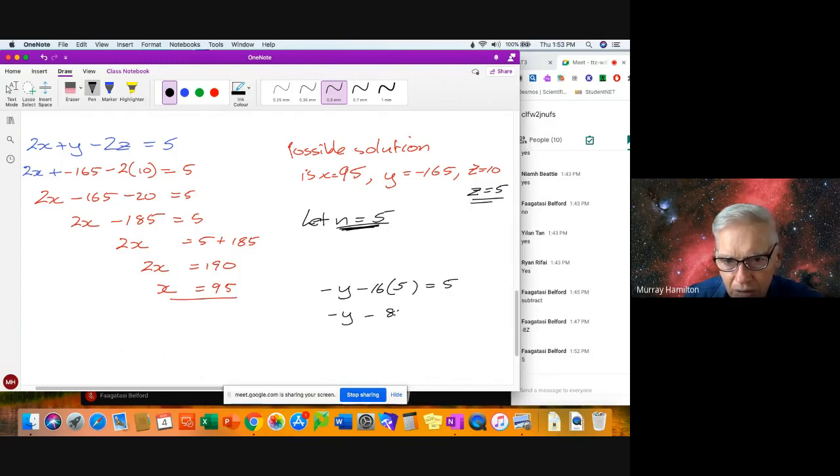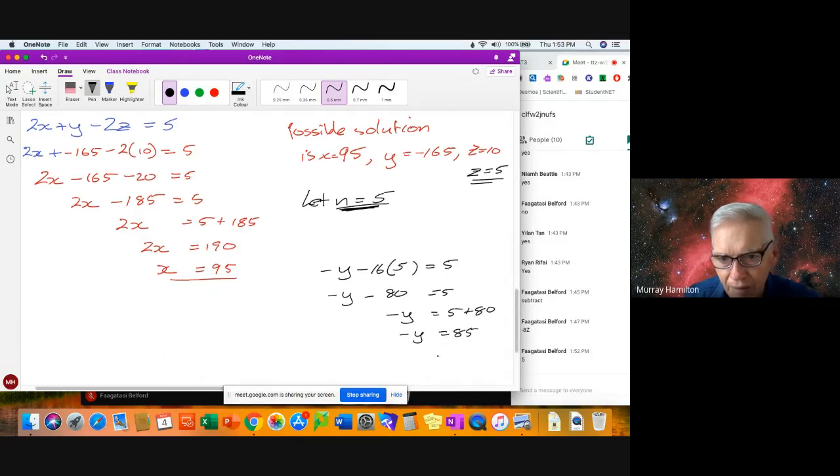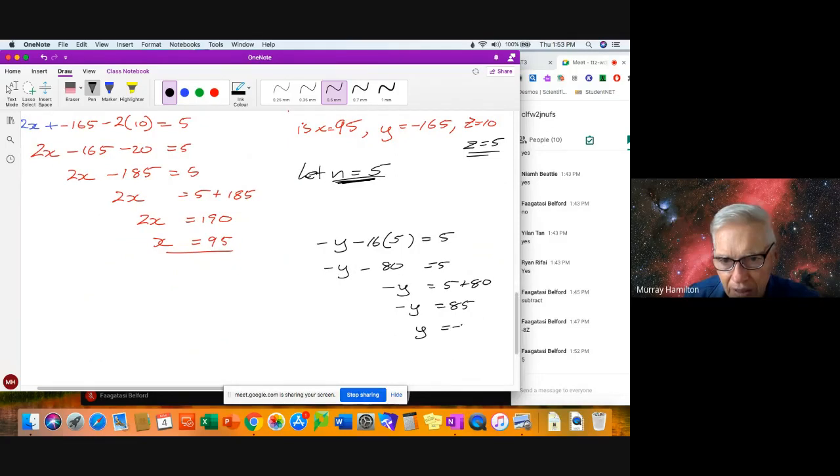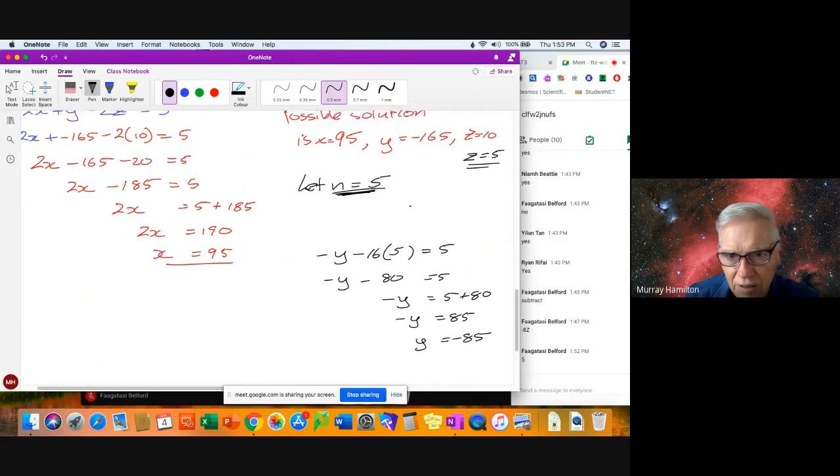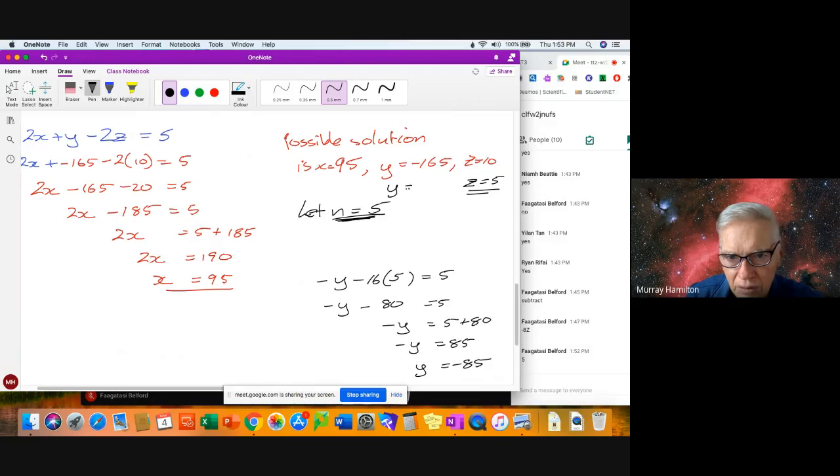That comes to 80. Add the 80 to the other side. Negative y equals 85. So y equals negative 85. But we can have another solution, y equals negative 85.